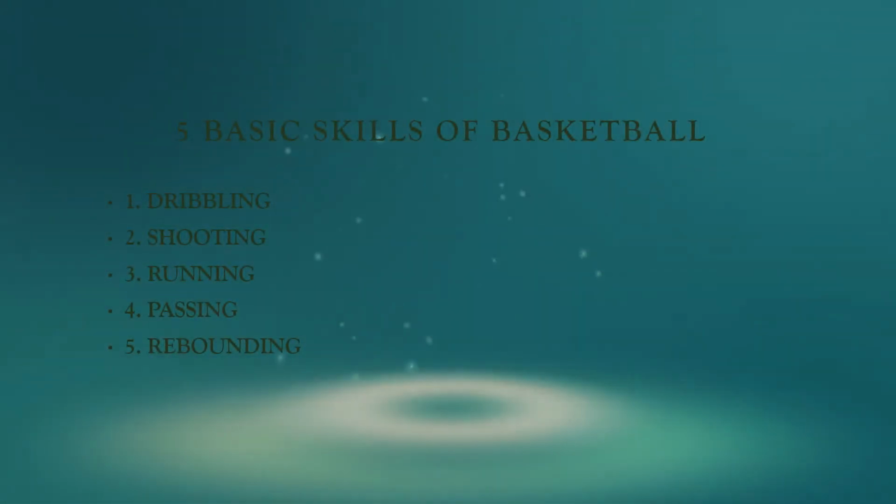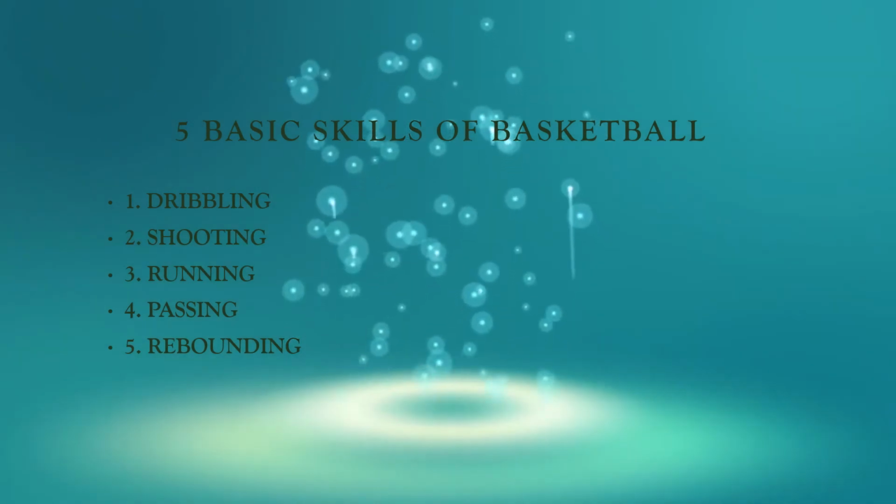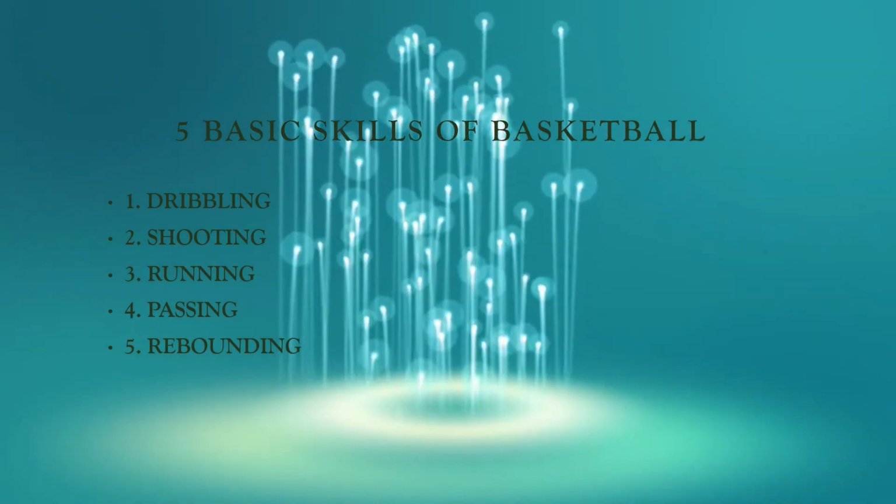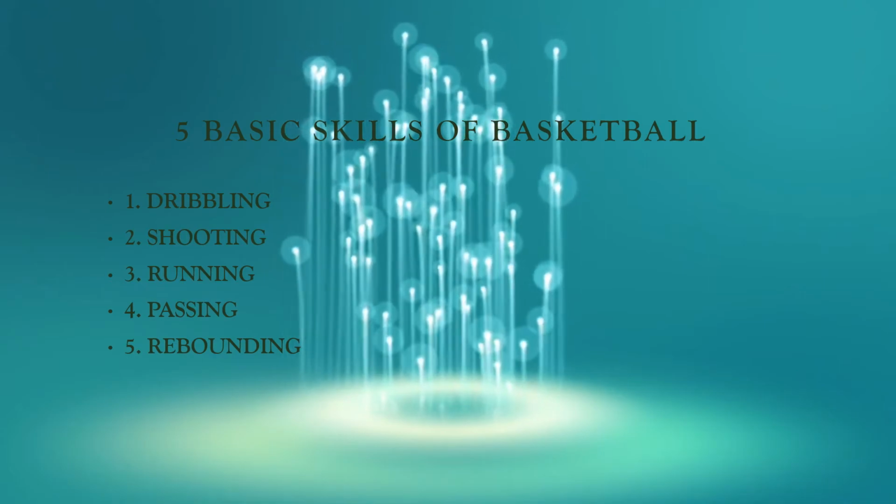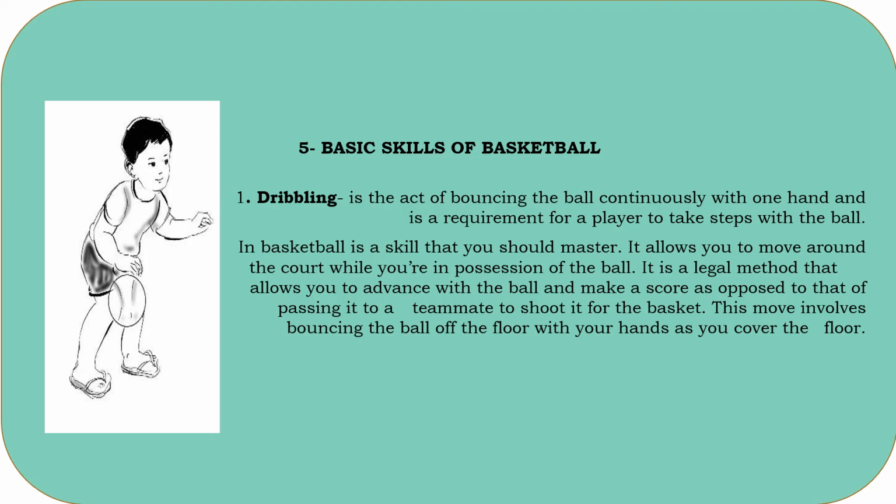There are 5 basic skills of basketball: dribbling, shooting, running, passing, and rebounding. The first of the 5 basic skills of basketball is dribbling. It is the act of bouncing the ball continuously with one hand and is a requirement for a player to take steps with the ball.